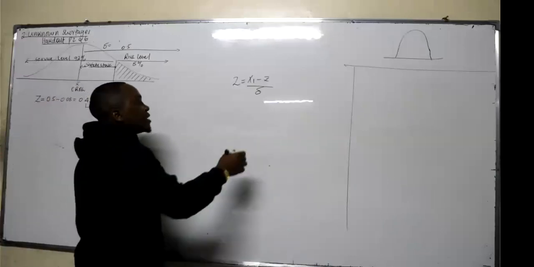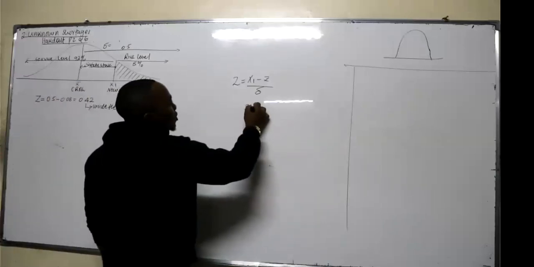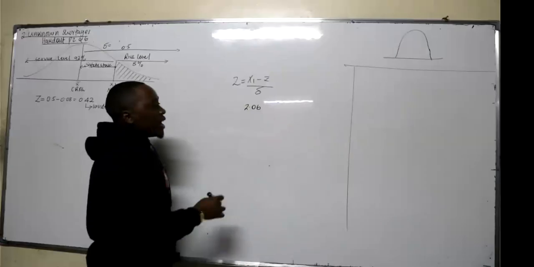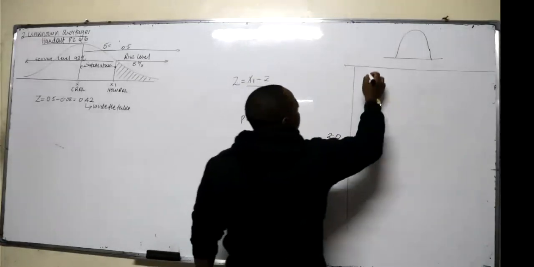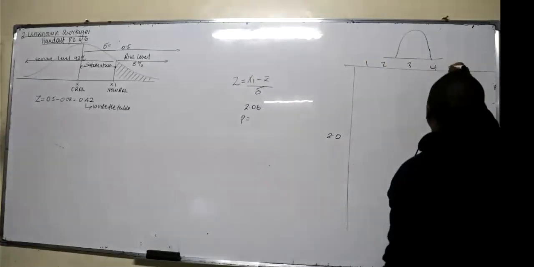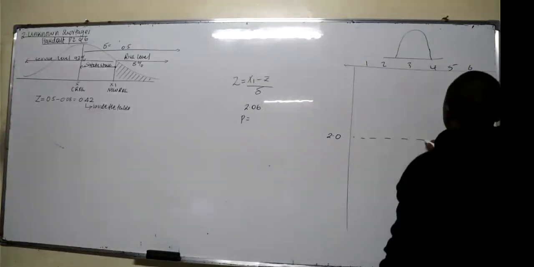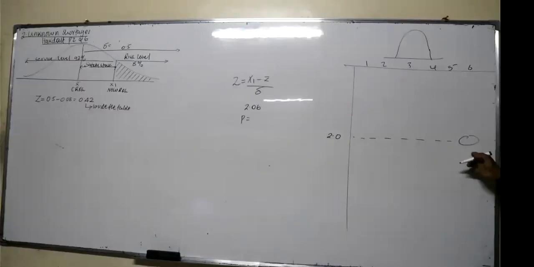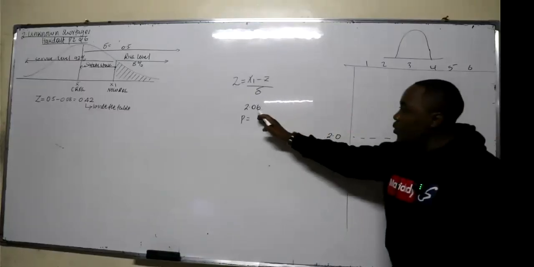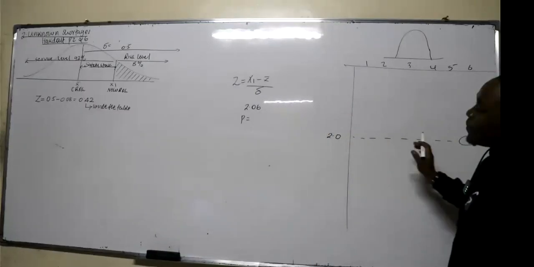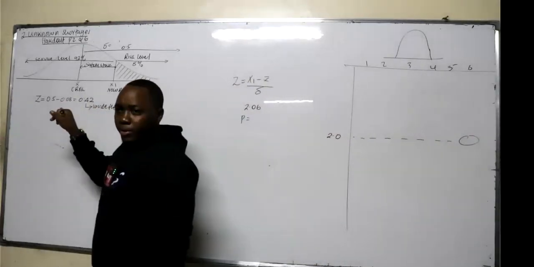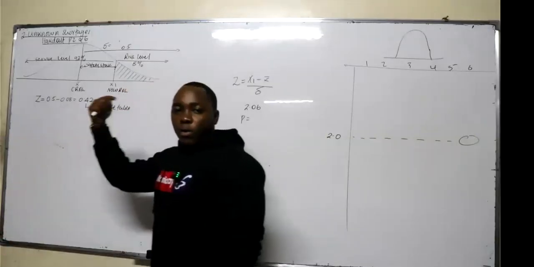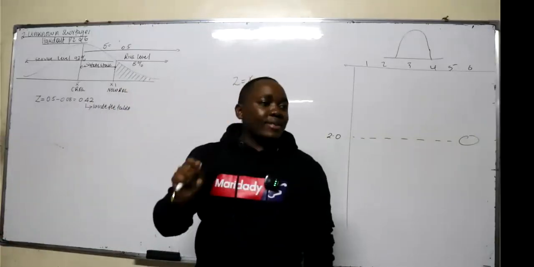For example, if you get a Z of maybe 2.06, to get the probability you have 2.0, then we have 1, 2, 3, 4, 5, 6. That's how you read the probability. But in this case, what we have here is the probability. Are you together? So now you want to go backward to get its Z. So how do we get Z?